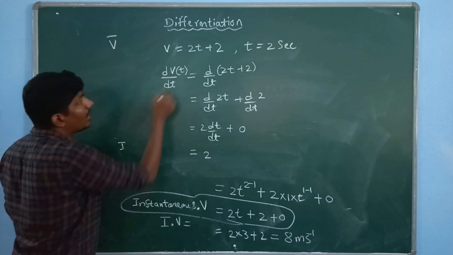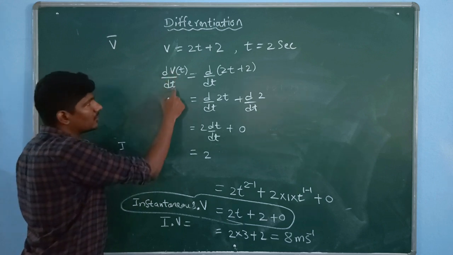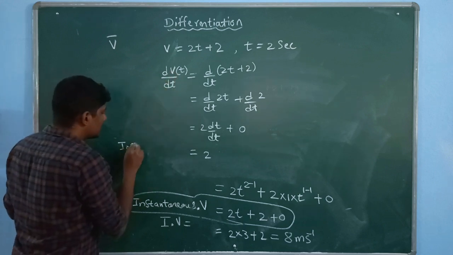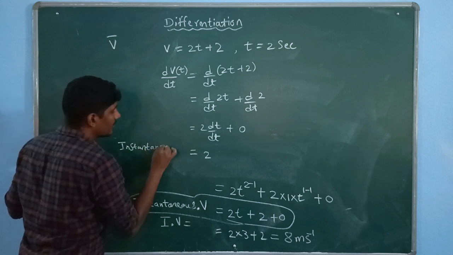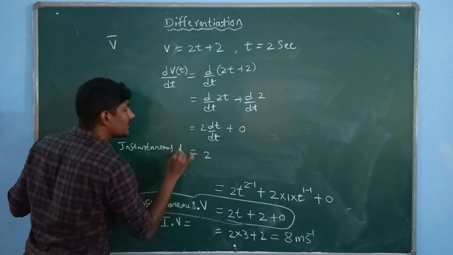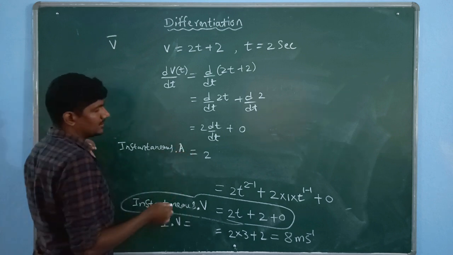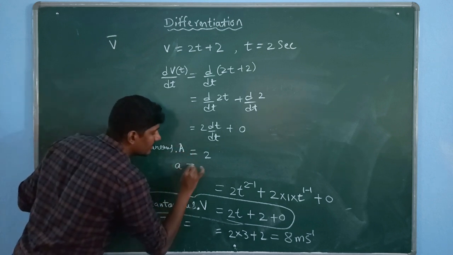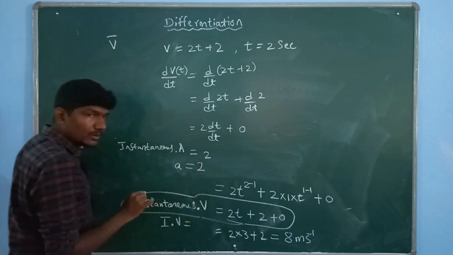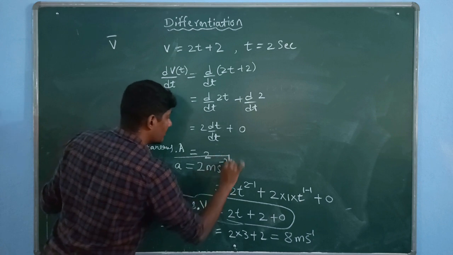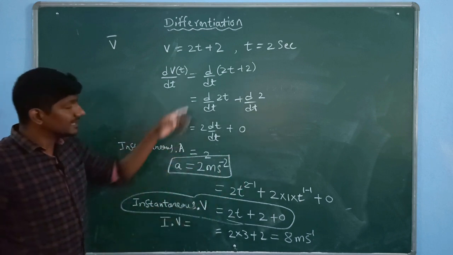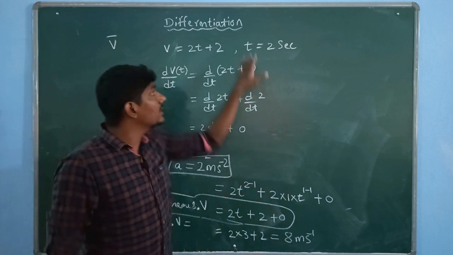So the dv by dt, this one, what is this? After differentiating velocity with respect to time, you get instantaneous acceleration. It is denoted by simply a. So the value of a is how much? 2. Write its unit, that is meter per second square. Very important.